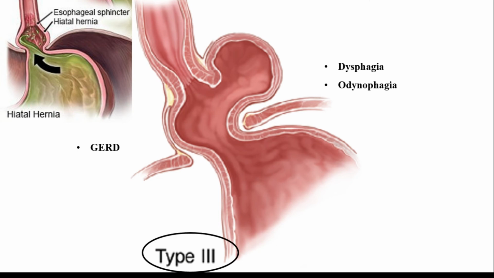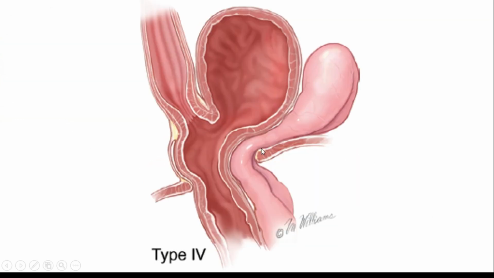So in type 3 there will be GERD, dysphagia and odynophagia. Now the type 4. This is a very complicated case, and this is actually a surgical emergency. There is no time to waste in this case. As the junction moves up, the patient will face GERD. As there is pressure from the additional structures, the fundus and other structures, he or she will face the dysphagia and also odynophagia. But there are some serious additional complications.